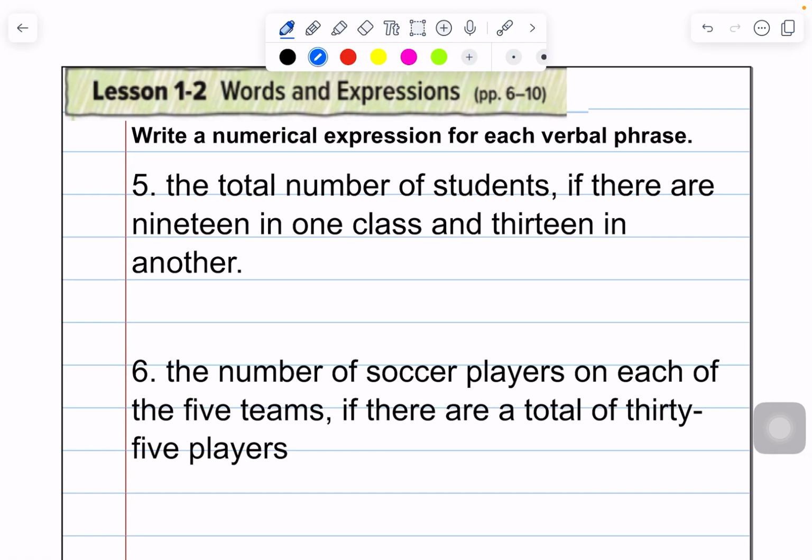So number 5, you have to write a numerical expression for each verbal phrase. This is where on the test, when you have these types of problems, you should try to do some coding. So this says the total, and I know that total means to add. The total number of students if there are 19 in one class and 13 in another. I do see this number 1, but that's just telling me how many are in a class. That isn't really part of the total. So to find the total, I would add 19 plus 13.